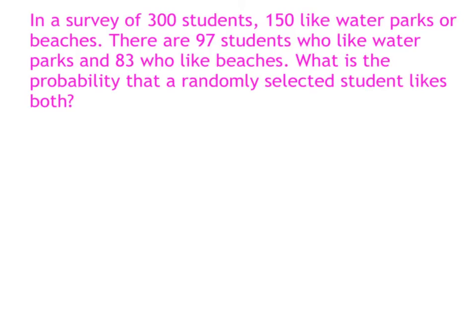All right, next example. In a survey of 300 students, 150 of them like water parks or beaches. There are 97 students who like water parks and 83 who like beaches. So if you add 97 and 83 together, you will notice that that does not give you 150. So there is some overlap. All right, so what is the probability that a randomly selected student likes both?